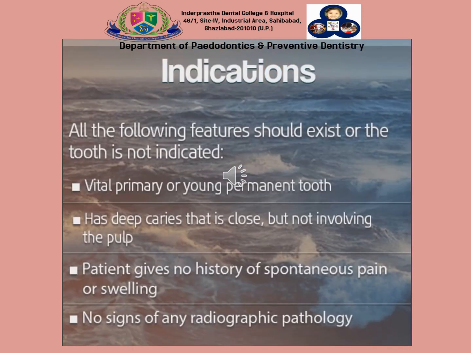So let's look at the indications for which we perform indirect pulp capping. The tooth should be a vital primary or young permanent tooth that has deep caries that is close to but not involving the pulp. Patients give no history of spontaneous pain or swelling, and there are no signs of any radiographic pathology.